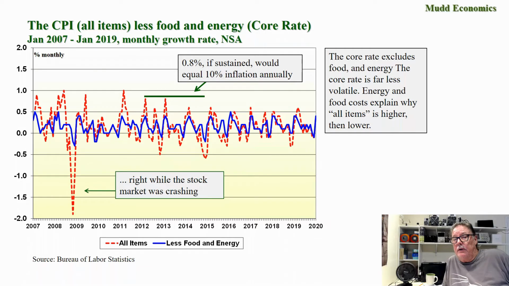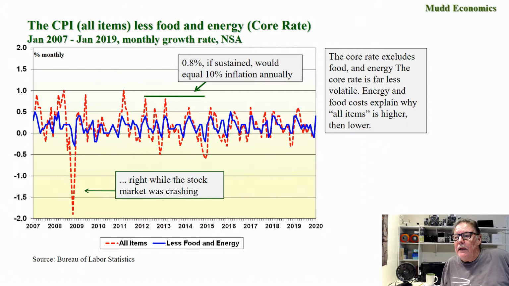Because of this volatility, the Bureau of Labor Statistics will release two levels of the Consumer Price Index. The Consumer Price Index for urban areas, all items, and the Consumer Price Index, all items less food and energy, what is referred to as the core rate. And the core rate of inflation takes the volatility out of the inflation rate.